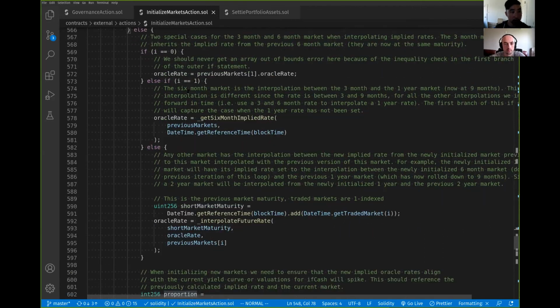In the other case, we still have a couple special cases. Because the 3 month and 6 month markets are 90 days apart, when we do this quarterly roll, the 6-month market will now be referring exactly to where the 3-month market should be. And so for the 3-month market, when i equals 0, the shortest market, it will always inherit the 6-month market interest rate. Now, it's important to note here that we have logic in the cash group.sol file that prevents governors from initializing only a 3-month market. Otherwise, this logic would always fail. So the minimum amount of Fcash markets for a given tradable group is always going to be 3 and 6 months.